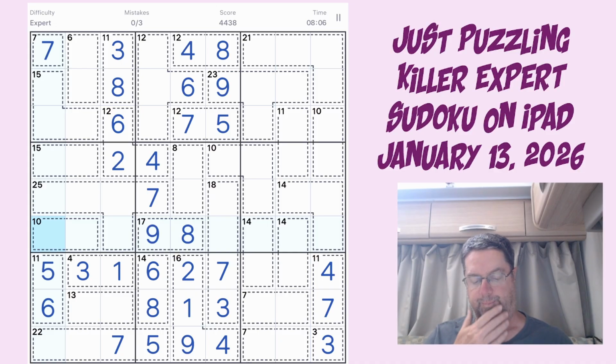1, 5. So this is going to be 1 and 5 because 5 can't be there. So this is going to be 9, 2, 4. Can't tell you any more than that at the moment. 9, 2, 4.